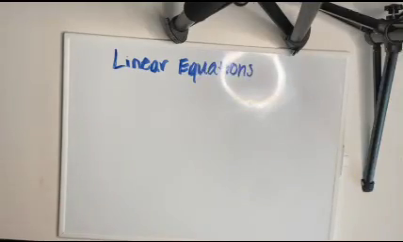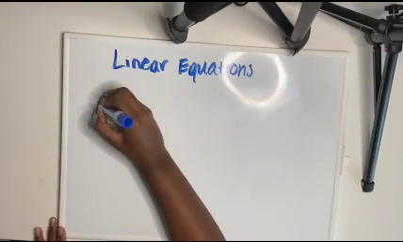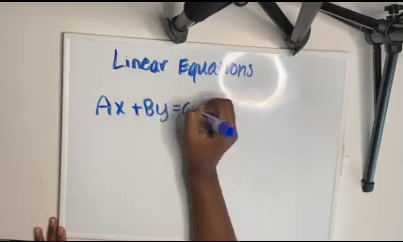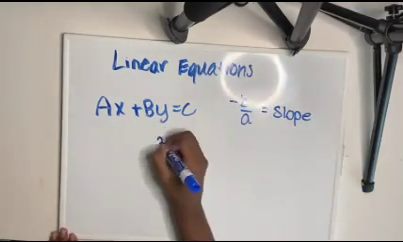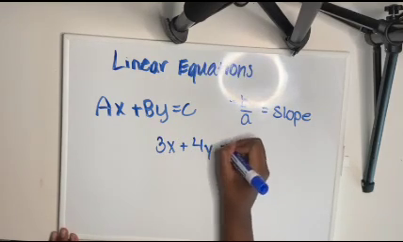The last one we're going to look at is standard form. This one is probably the least favorite of all students, but it's still important to know. This one is where ax + by is equal to c. x and y are on the same side of this equation.